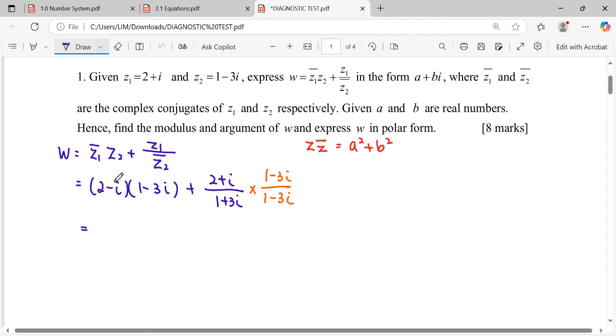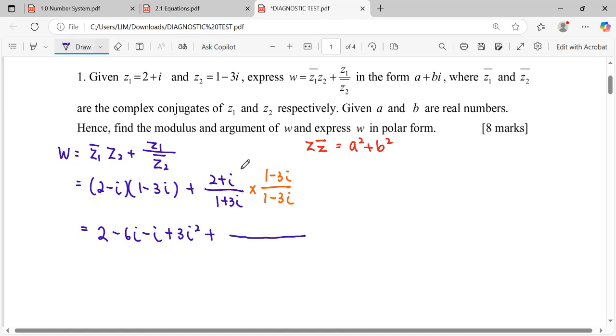For this part, we expand 2 times 1, 2. 2 times negative 3, we get negative 6i. Then i times 1, negative i... then i times 1, i. And then negative 1 times negative 3, we get positive 3i squared.